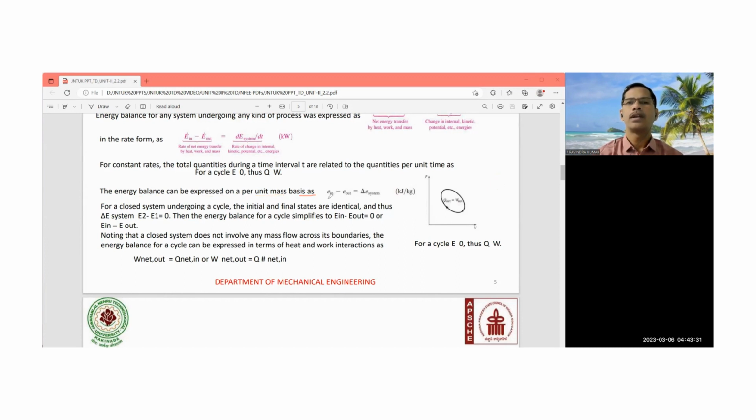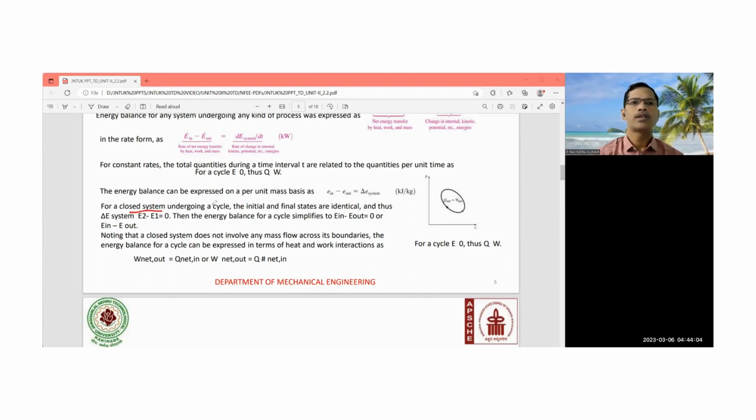That is E dot in minus E dot out is equal to delta E of the system, where small e is equal to capital E by m. That is why this is in kilojoule per second. So this is the closed system. This is the cyclic process. For a cycle, delta E is equal to 0, Q is equal to W, right? So that is sigma Q is equal to sigma W, right?